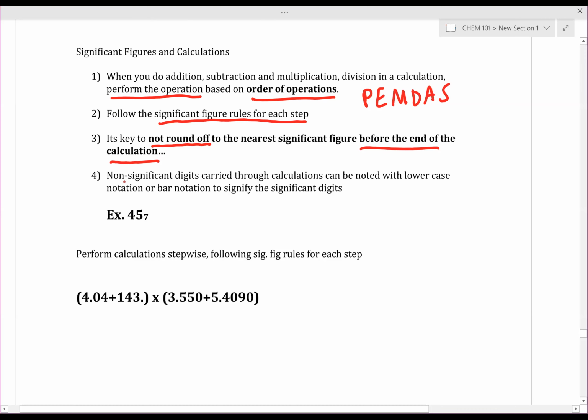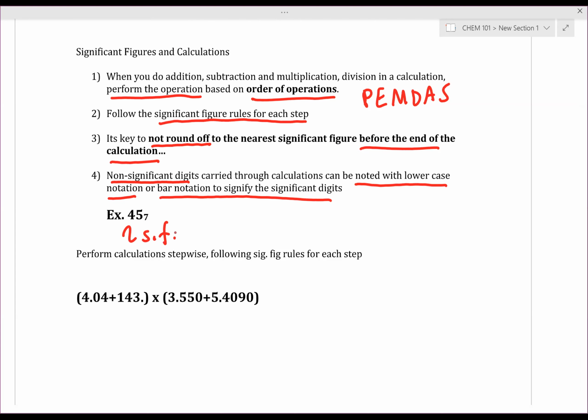So non-significant digits are carried through and are noted with a lowercase notation or bar notation to signify the last significant digit. So for example, in 457, if this 7 is lowercase, all the lowercase numbers, all the subscript numbers are considered not significant. So how many significant figures am I trying to convey here? How many non-subscript numbers do I have? 2. So how many sig figs am I trying to convey to you with this number? 2, exactly. So this number functionally has 2 sig figs because this subscript 7 is not significant.